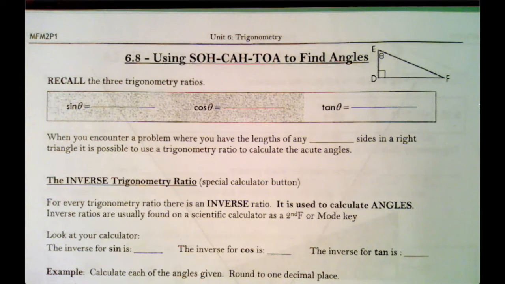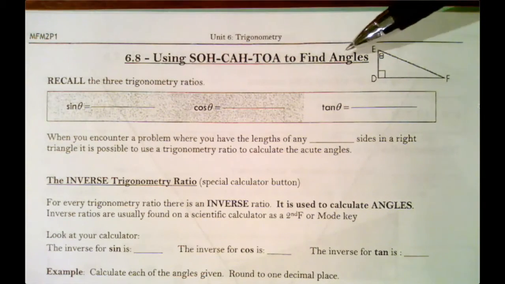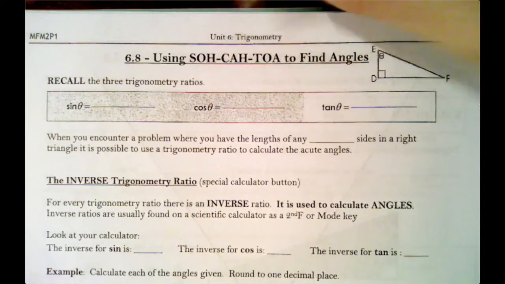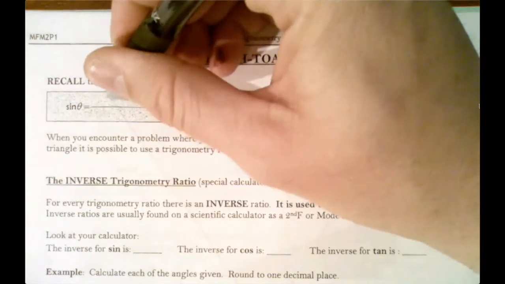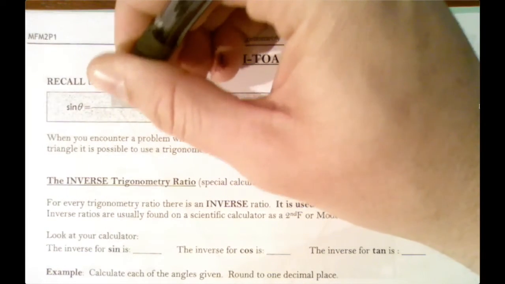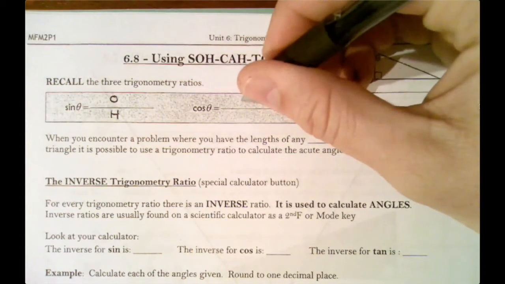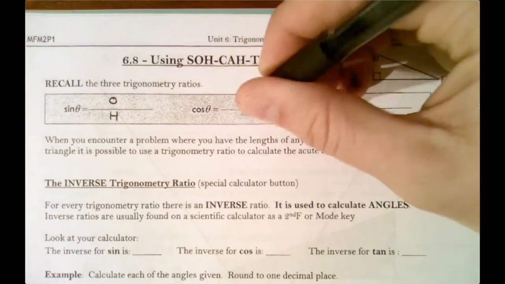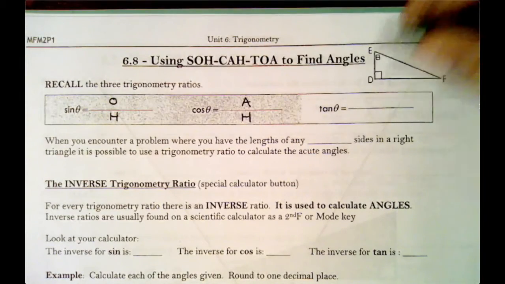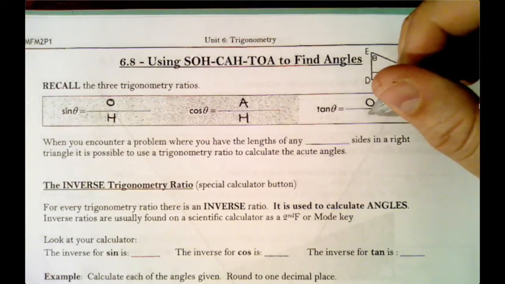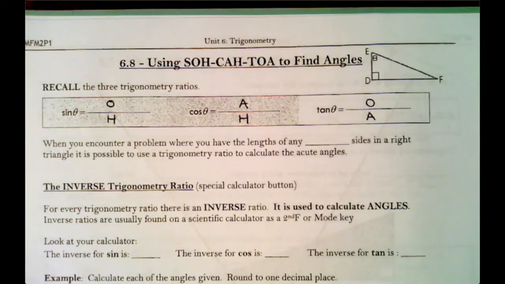Okay, this is lesson 6.8, and in this lesson we're going to use SOH CAH TOA to find angles this time. To do that, we need to remember what SOH CAH TOA stands for. SOH stands for sine theta equal to opposite over hypotenuse. That's the SO. The CAH is cos theta equal to adjacent over hypotenuse. And the TOA is tan theta equal to O over A, opposite over adjacent.